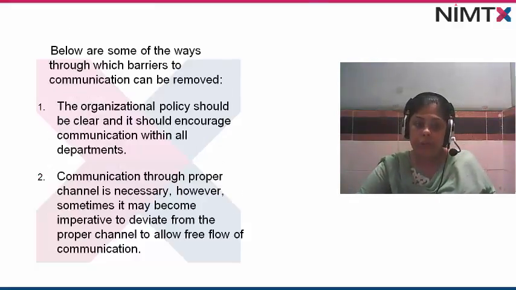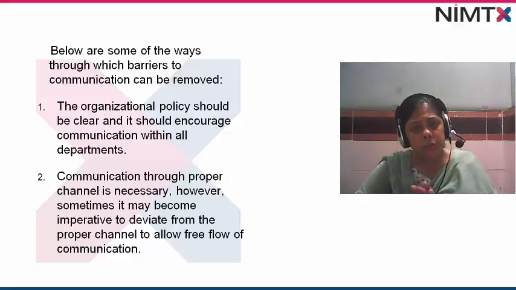Below are some of the ways through which barriers to communication can be removed. The first says the organizational policy should be clear, and it should encourage communication within all departments. So communication through the proper channel is necessary. However, sometimes it may become imperative to deviate from the proper channel to allow free flow of communication. As I mentioned earlier, it is necessary to communicate through the proper channel. If the organization says it should be in written format, through email, then it should be through email. But sometimes it becomes necessary to deviate from that proper channel.